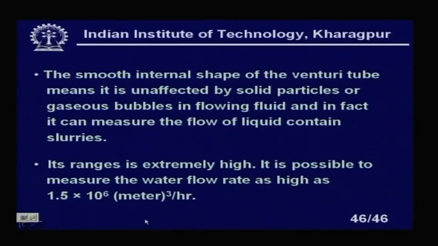So, which will send some signals and give 4 to 20 milliampere of output. Now, its range is very high, you can see its range is extremely high. It is possible to measure the water flow rate as high as 1.5 into 10 to the power 6 meter cube per hour. No other flow meter will give you this huge range.